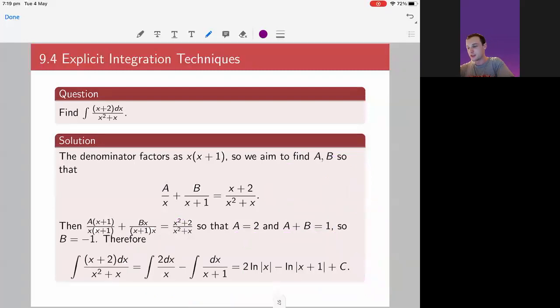As I said before, you split the fraction up like this. You're trying to find these two integrals here, and I know exactly what these integrals are now. The integral of 2 on x is 2 times the logarithm of the absolute value of x. The integral of 1 on x plus 1 is just the logarithm of the absolute value of x plus 1. I used a bit of the chain rule there. And finally, you need to include your constants.